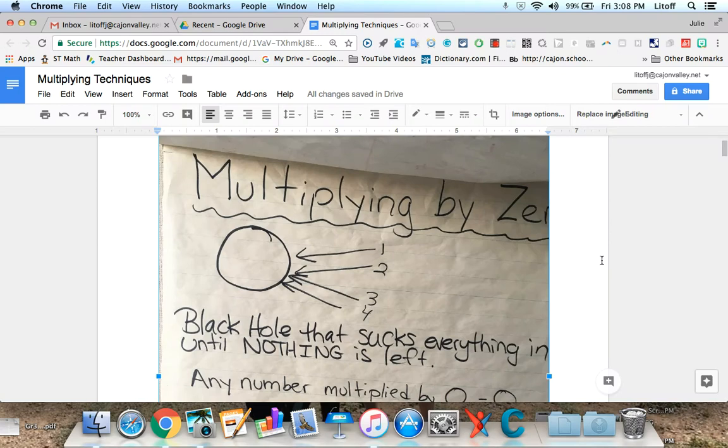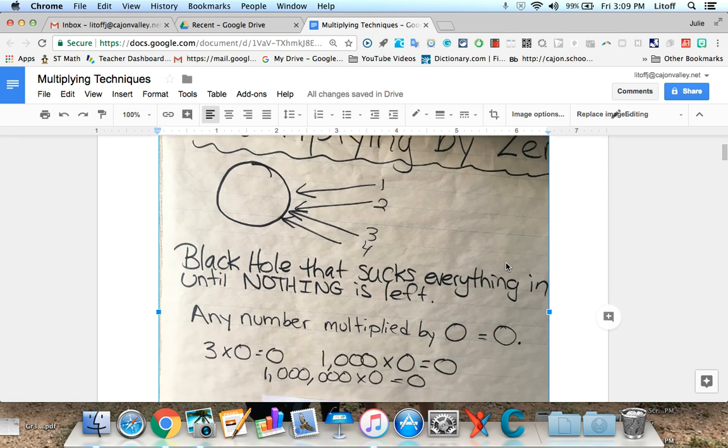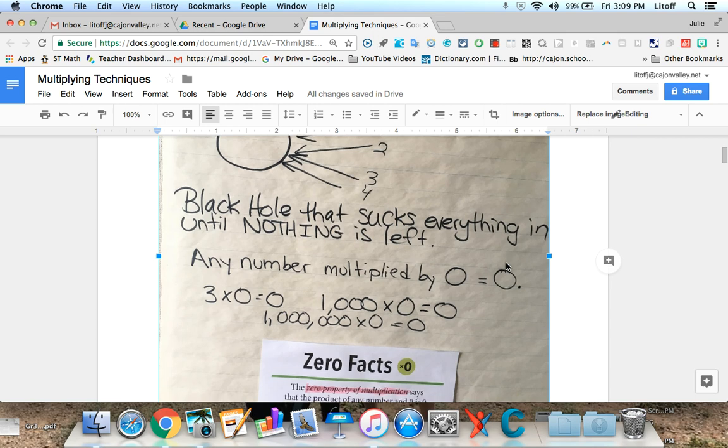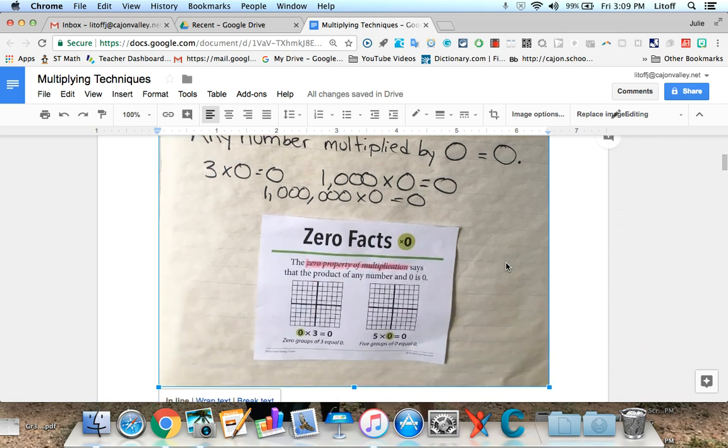There are some other techniques you can use for multiplying. Of course, when you multiply by 0, we learn that it's like a black hole and it sucks everything in until nothing is left. So any number multiplied by 0 is always 0, no matter what number it is. That's the 0 property.